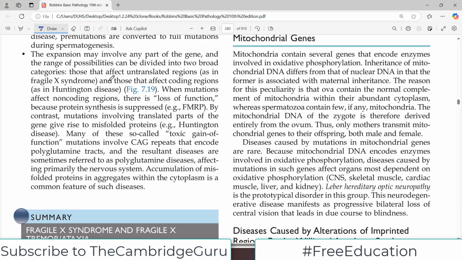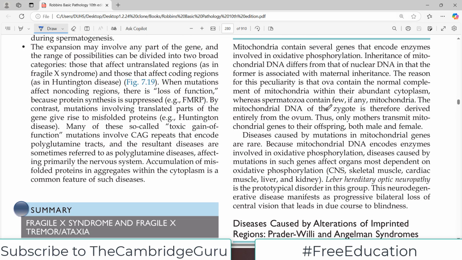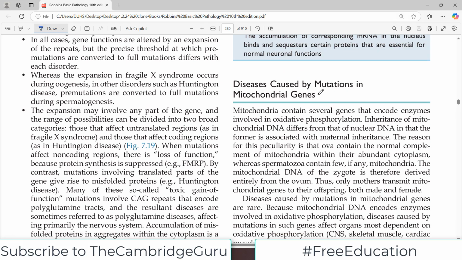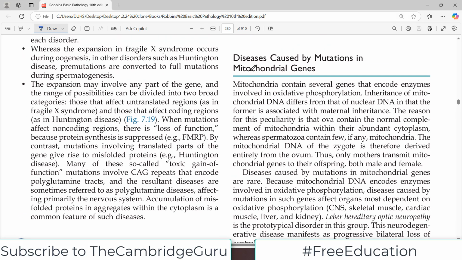Hello everyone and welcome back to my playlist of pathology genetics. हम कर रहे हैं from Medium Robbins and today our topic of discussion is going to be mutations in mitochondrial genes. Now this topic becomes very important because इसमें कुछ बहुत ही important concepts हैं genetics से related.